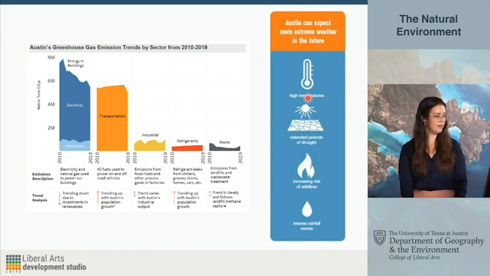So this graph depicts the five major greenhouse gas emitters and their trend from 2010 to 2019. You'll see that our electricity has actually become more efficient over that time. Transportation has gone up a little, but then dropped. This is due to the growing population in Austin mostly. And then the electrifying of buses and vehicles likely accounts for that drop there. And then more variable amounts when we talk about industrial, refrigerants, and waste.